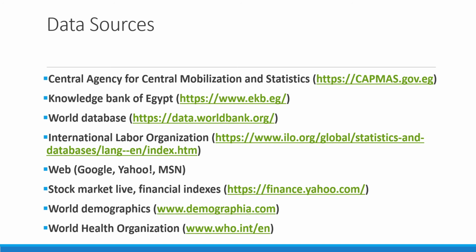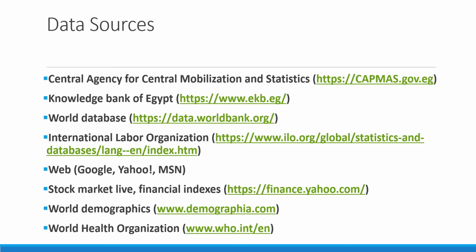Of course, after knowing the types of data and levels of measurement, how data can be collected is very important. What are the different sources of data? The first source, which is increasingly available to everyone, to every researcher, to every student, is the web.